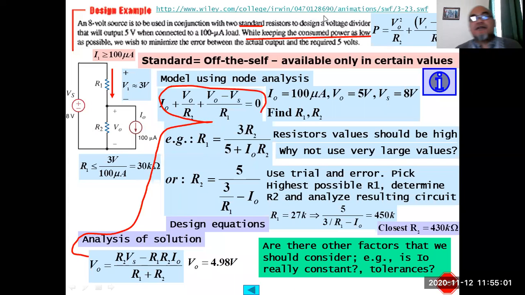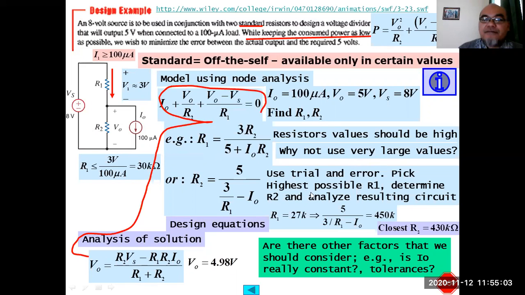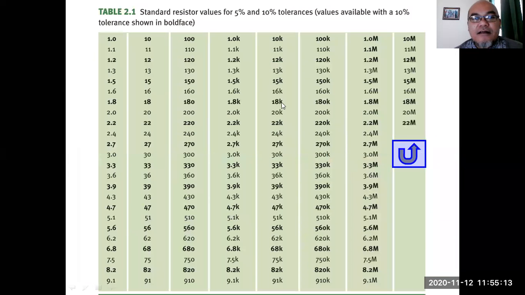This is one example. Usually in design, after you calculate, you have to adjust to the resistor values that are available in the market. For example, this is the table of standard resistor values. With that, I would like to conclude the loop analysis discussion.